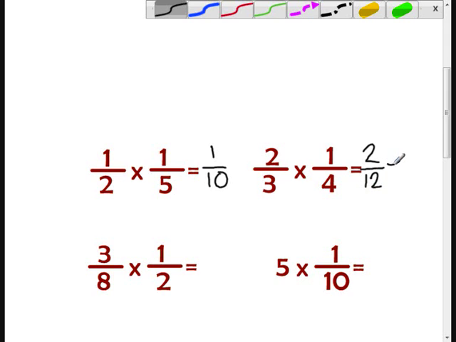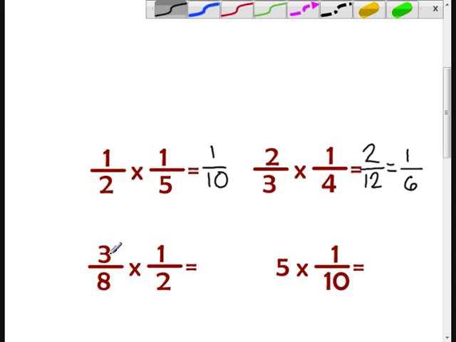Now, there is something more I can do here because this fraction can be simplified. Both the top and bottom numbers can be evenly divided by 2. So I'm going to do that. 2 divided by 2 equals 1, and 12 divided by 2 equals 6. So there's that same answer in its simplified form, which is always the way we should answer them.